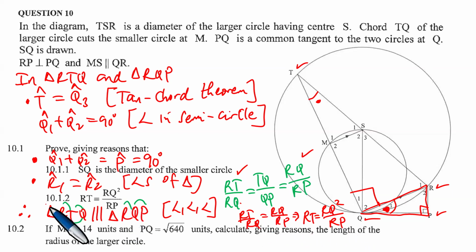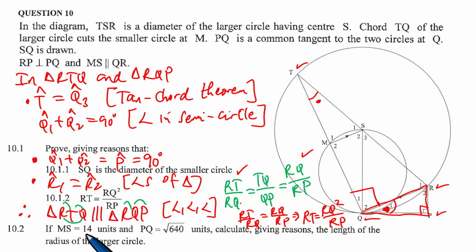So that is the proof to 10.1.2. We had to prove that RT is equal to RQ squared over RP, and we've just done that. So just follow this. I'm going to send you homework on the WhatsApp group. You need to make sure that you try more and more of these problems. But next, you're going to do 10.2.